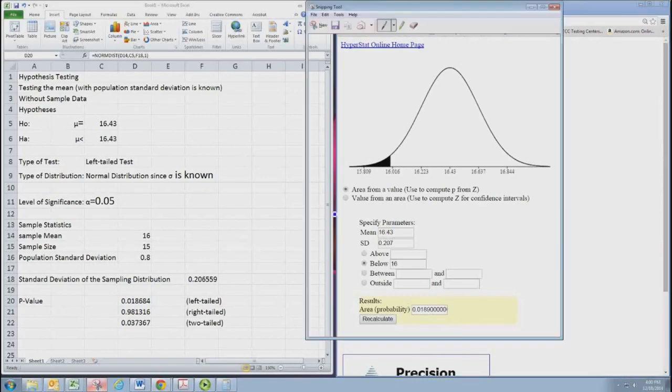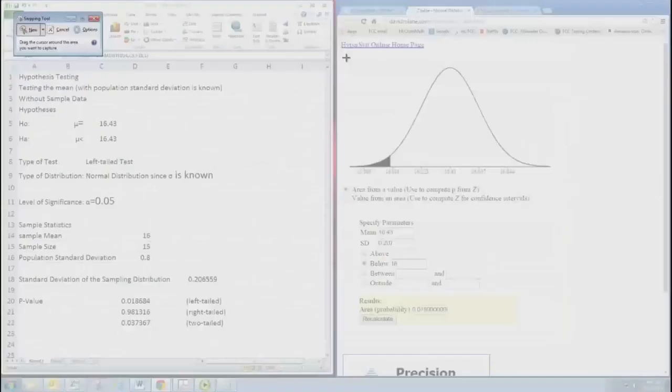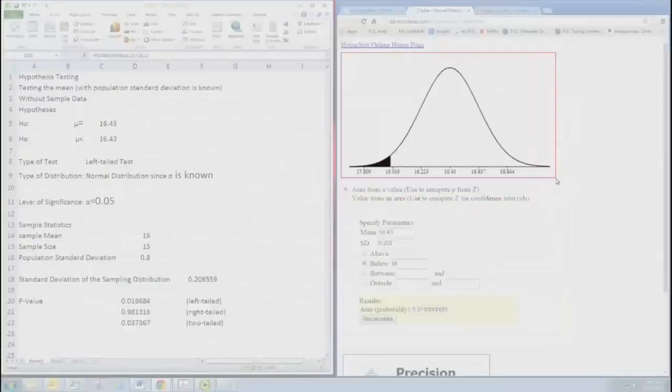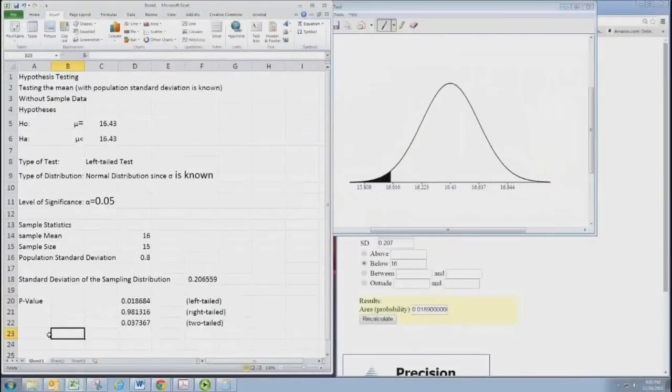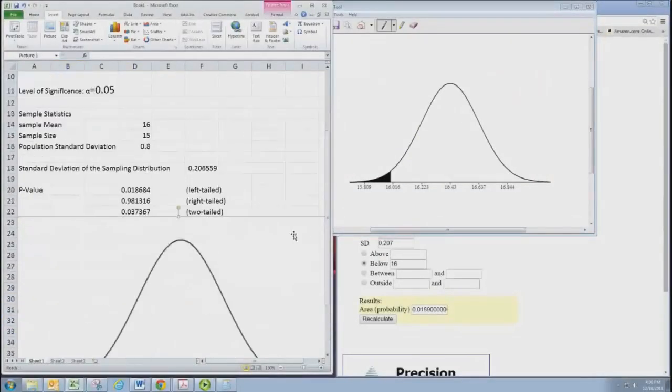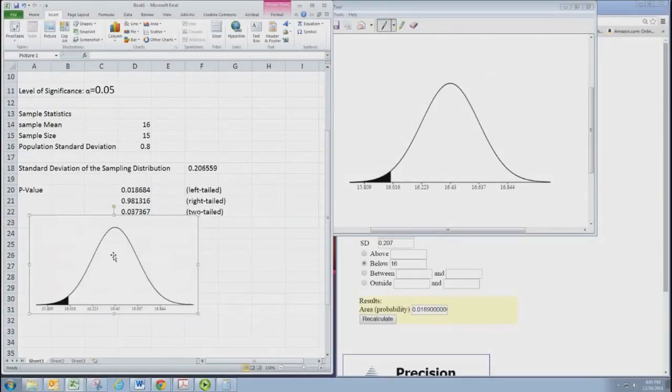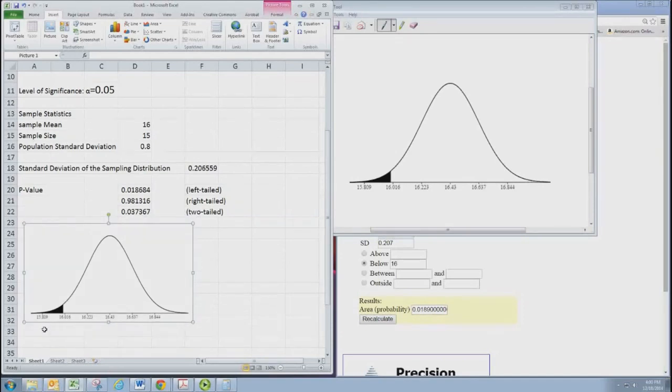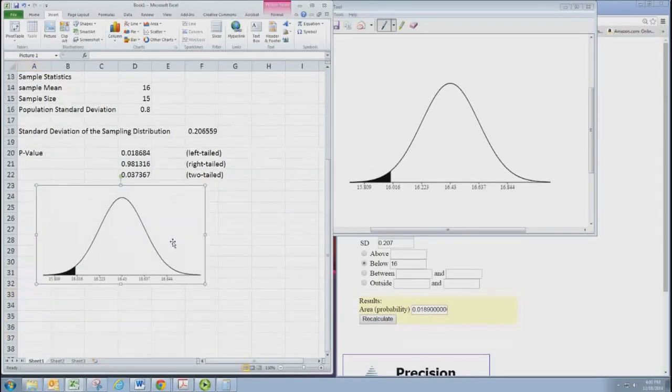So we can now get a nice picture of this. And then we'll put that there. And that is, it's a little too big. Alright, that looks pretty good. So there's a picture of the p-value, which is something that you're asked to do in the application. And I think this is the ideal way to do it.